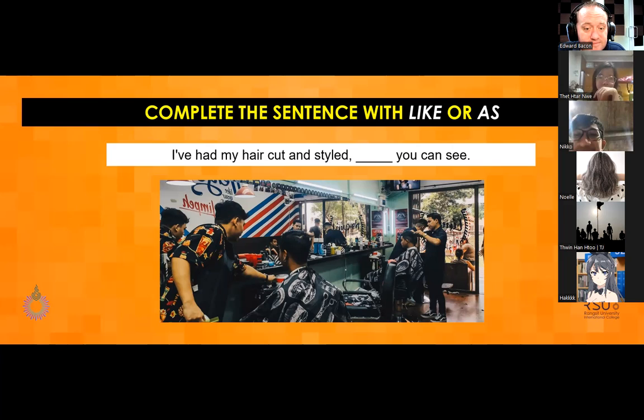I have had my hair cut and styled, as you can see. As you can see, yes. So why did you use as and not like? As you can see. Why do you think so? Maybe in the present about his haircut. Maybe. Okay. All right.